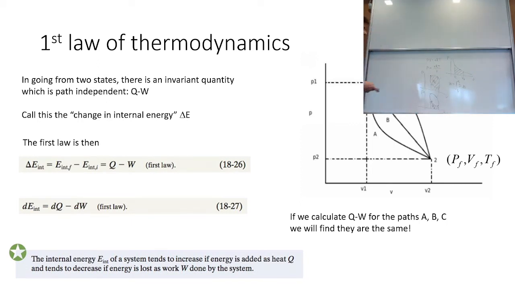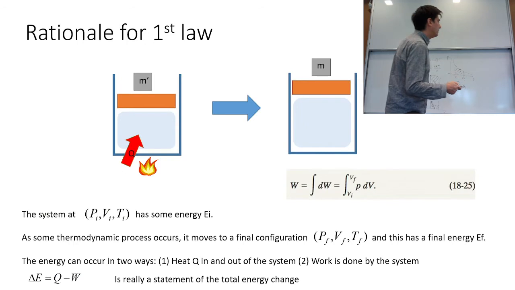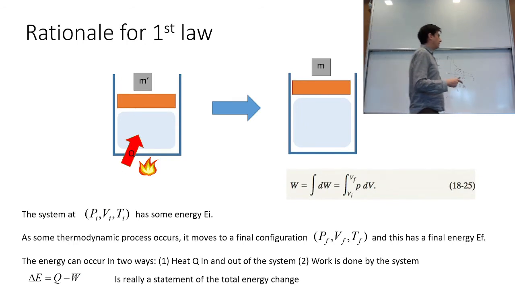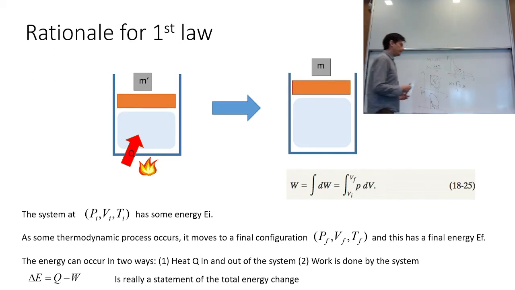Okay, so the bullet point here is that the internal energy of a system tends to increase if energy is added as heat, and tends to decrease if energy is lost by the system. So, perhaps we can come back to whatever that was talking about. But let's talk about why this might be.